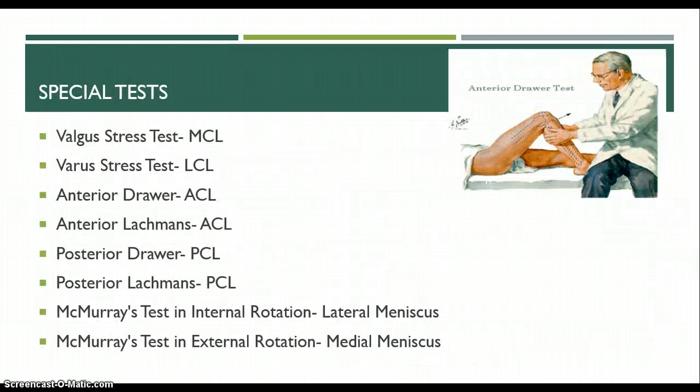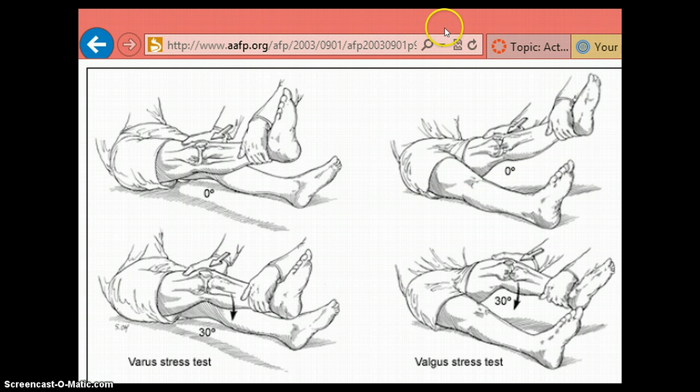Next, we should perform a very basic evaluation involving the different special tests that basically test the ligaments around the knee and the meniscus in order to check for damage. These are very basic, and I like to perform them with every knee evaluation. The first one I'm going to talk about is the valgus stress test, which tests the MCL. The valgus stress test is this one over here.